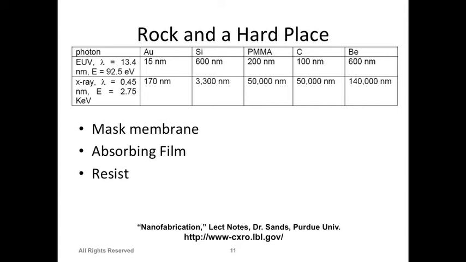So different materials can have different penetration depths, and that defines whether you can use it with a certain technology or not.